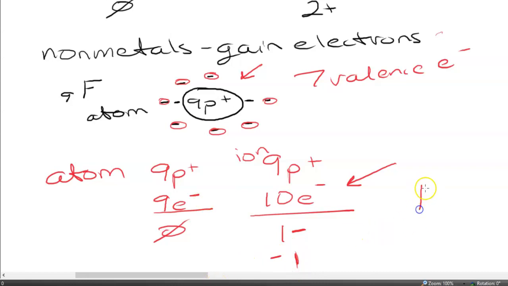So when you write the symbol, instead of just an F, now you have to put a -1 up there because you're showing everyone that it has gained 1 electron.